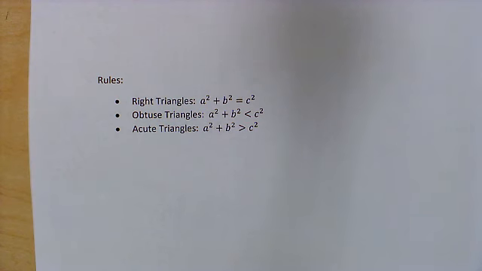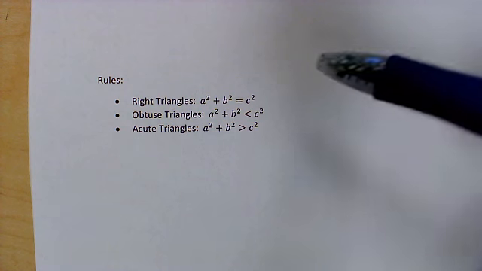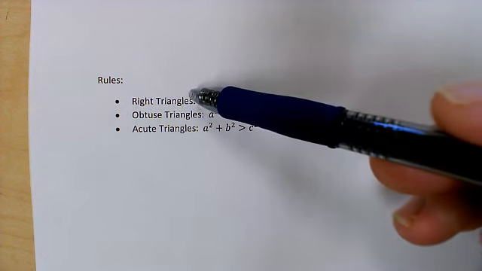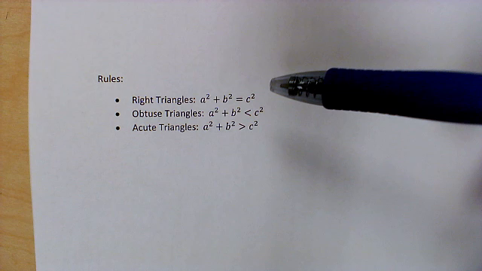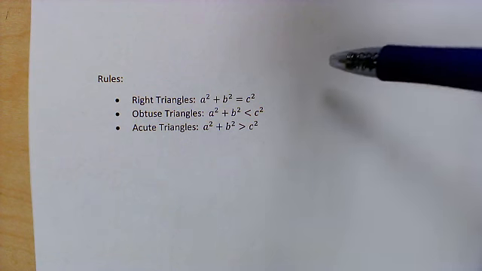Hello and welcome. In this video, you're going to learn how to take the side lengths of a triangle and determine if it is right, obtuse, or acute. You'll do this using the Pythagorean theorem.